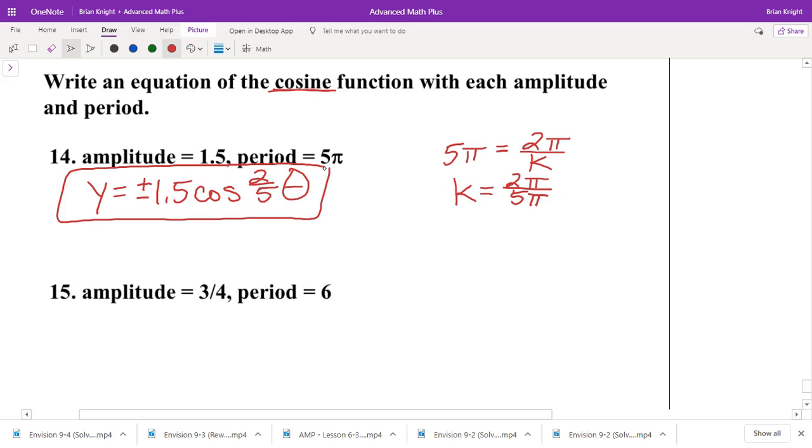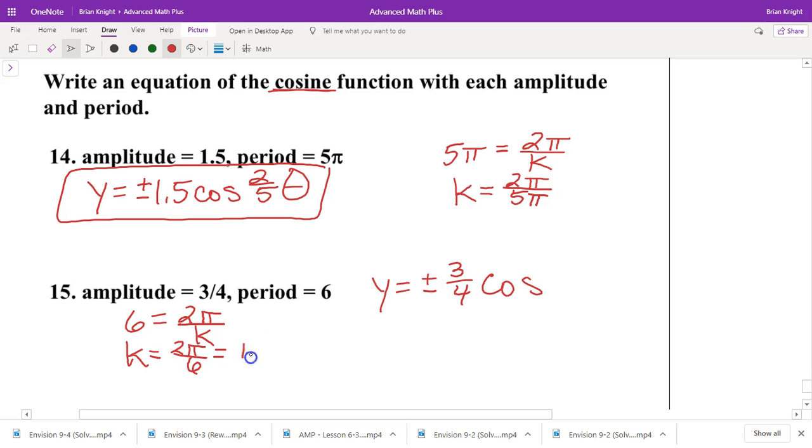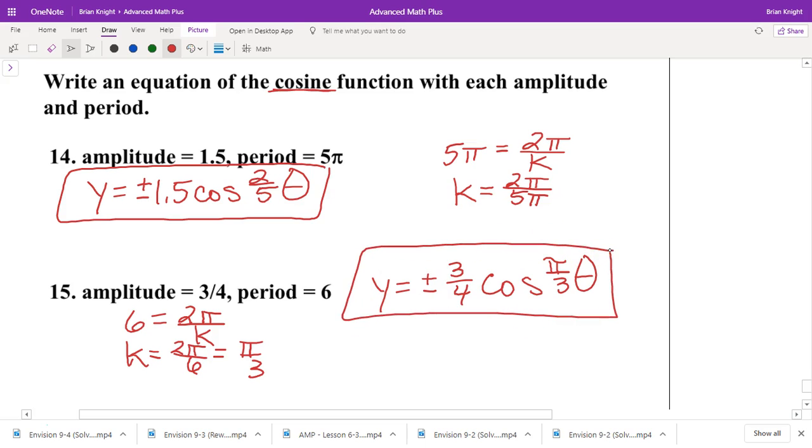All right. And last but not least, y equals plus or minus 3/4, my amplitude, cosine of, let's see here, 6 equals 2 pi over k. Switch your k and your 6. 2 pi over 6 reduces to pi over 3. And it is okay to have pi over 3 in your equation. Everybody good? Easy peasy? Okay.